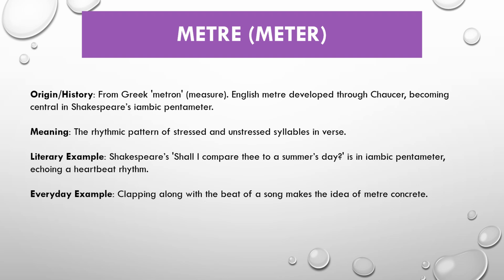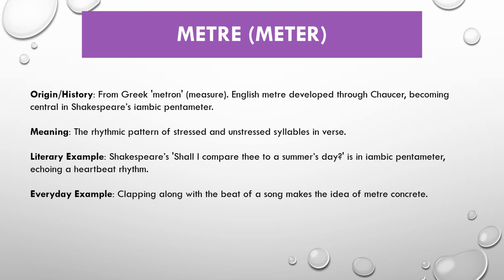Okay, next is meter. Meter is nothing new to you. It comes from the Greek word metron, which means measure. And English meter, for the first time, was not only developed but used by Geoffrey Chaucer. He used the heroic couplet in his Canterbury Tales. He also introduced rhyme royal, the Chaucerian stanza, and also the octosyllabic couplet, which is used in his poems. So in English, it was introduced by Geoffrey Chaucer.